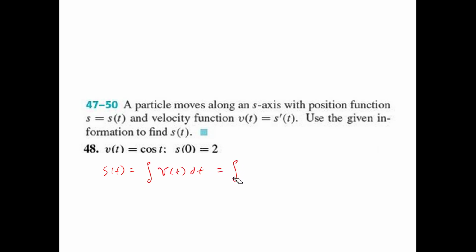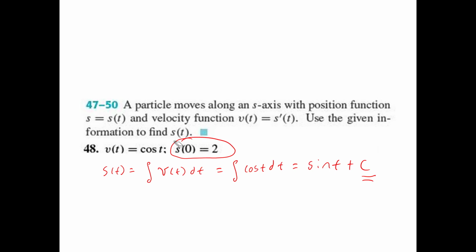Which in this case is the antiderivative of the cosine of t dt, which is the sine of t plus c. But the plus c, what it does here is it allows us to have different starting points, right? And so then we can only figure out the value of c if we are given an input-output pair, which we are.